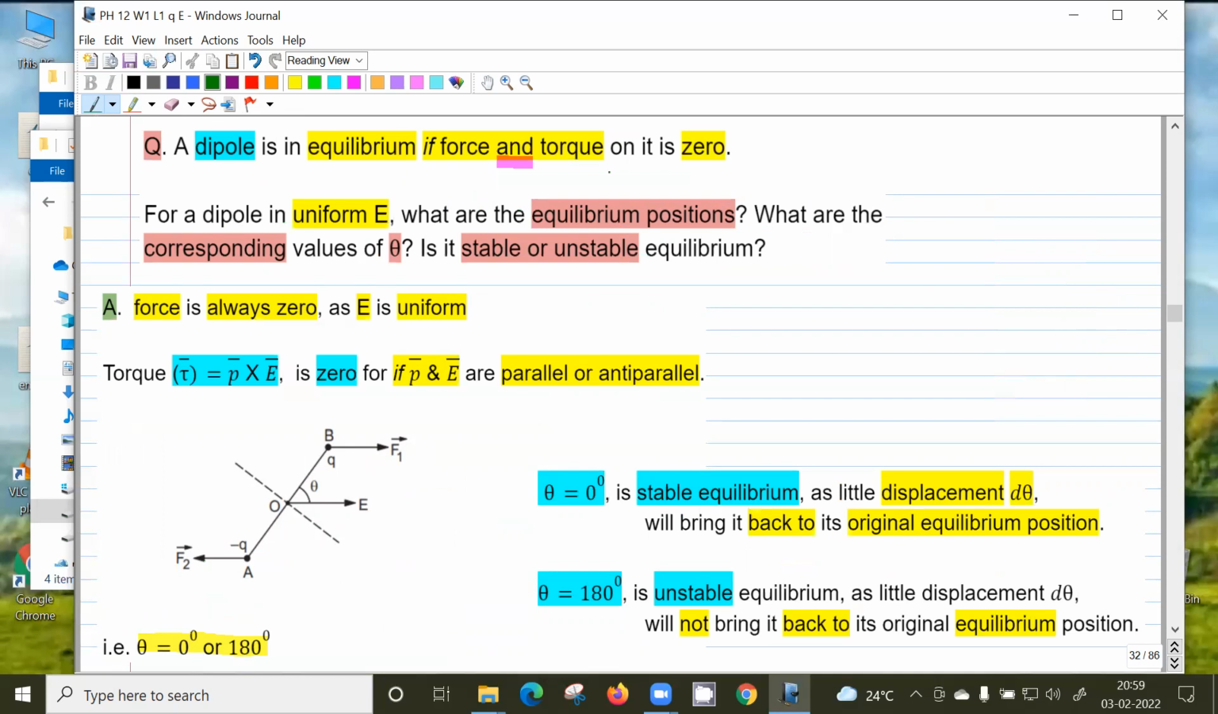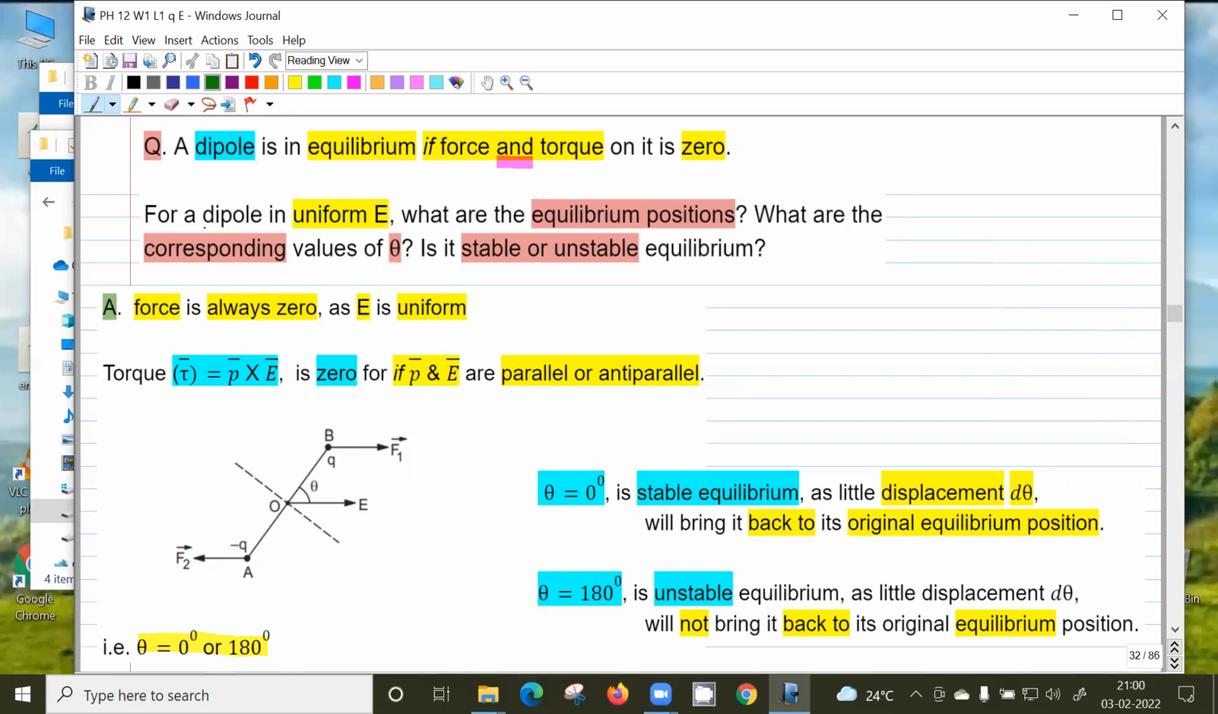A dipole in equilibrium has zero force and torque on it. For a particle in translational motion, it is in equilibrium when the net force is 0. But if you take a rigid body, which has a tendency to rotate, then for it to be in equilibrium, both the force and the torque should be 0.